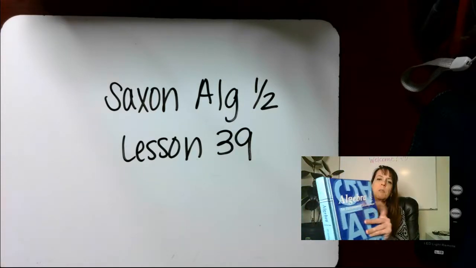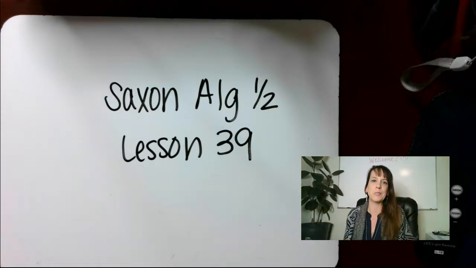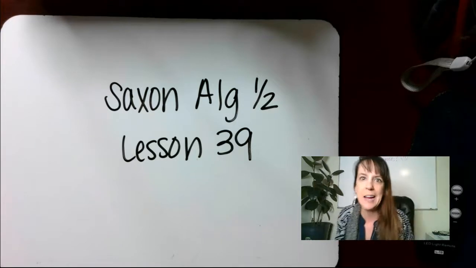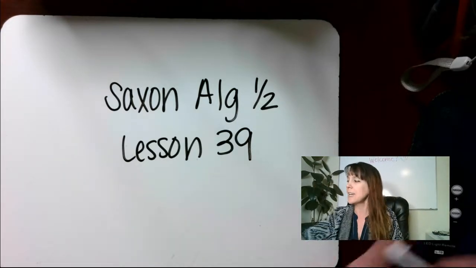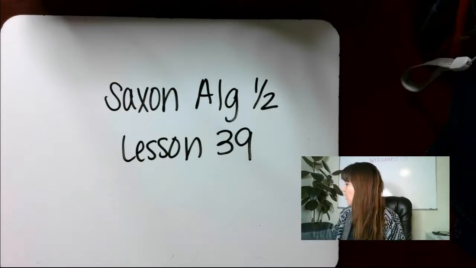If you're following along at home, Algebra 1/2, 3rd edition. It is pre-algebra. We are on lesson 39. I will pause it when my dogs get out of control, because that's about to happen. But today we're going to be talking about solving equations.